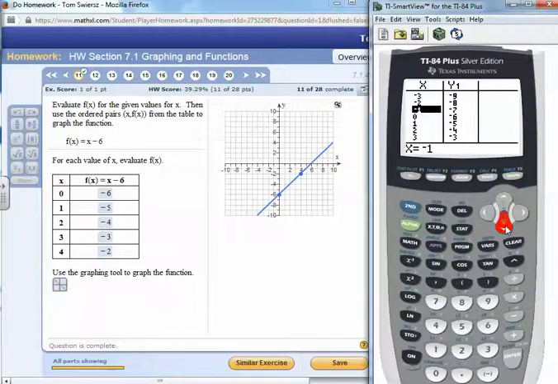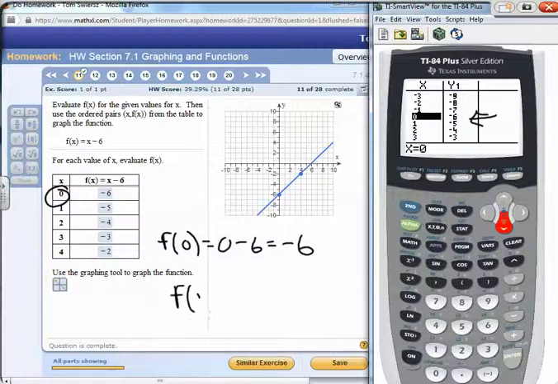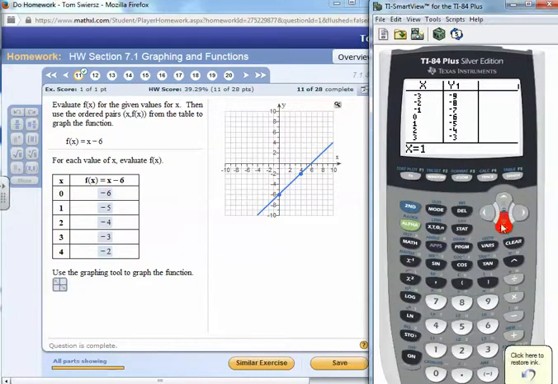And notice, those values that we did by hand are there, right? When x is equal to 0, what did we do? F of 0 was equal to 0 minus 6, which is -6. So there it is: x is 0, y is -6. When x was 1, f of 1 equals 1 minus 6, which is -5. When x is 1, y is -5. You see it on the calculator. If I go down 1, there's our 1, -5. And then 2, -4, right there, and so on.